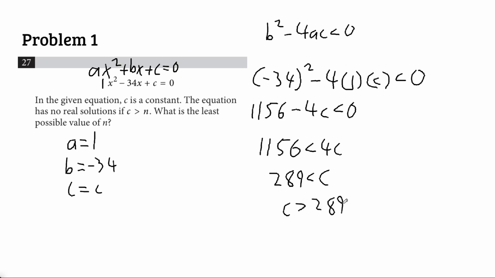So our answer here, our least possible value of n, if c has to be greater than 289, then our least possible value of n is going to be 289.